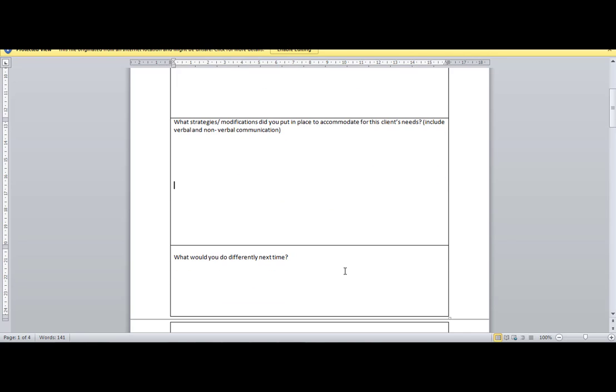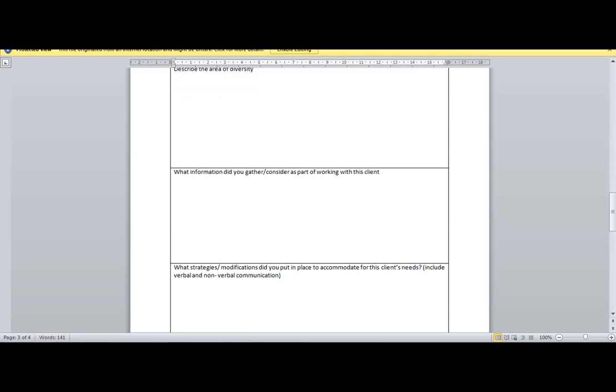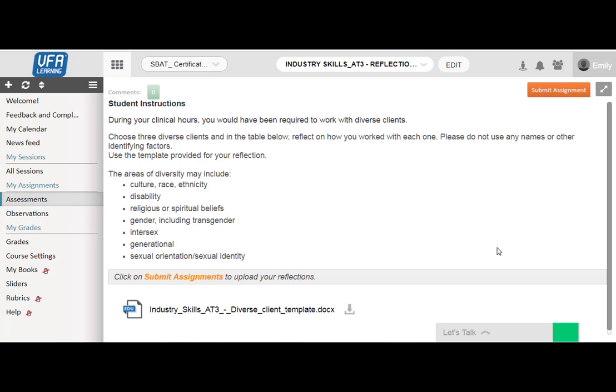And for the last part, what would you do differently next time? If you wouldn't do a single thing differently, make mention of that, but most times you'll be able to think of at least one thing that would be different. So you'll go through this process for all 3 clients. Once that's completed, you will then upload that and submit the assessment.